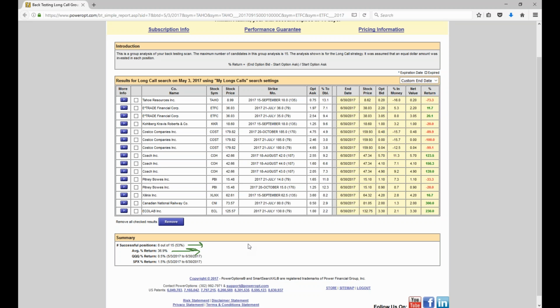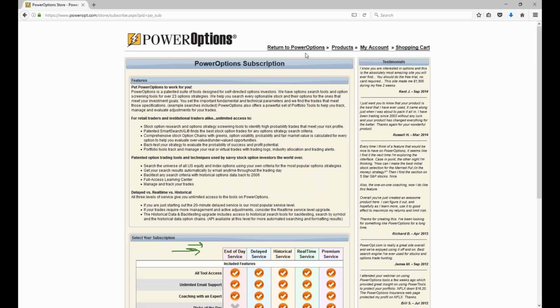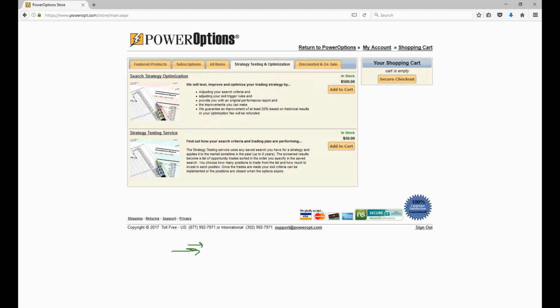You could do that. Now, we have another tool that you can use. Just ignore this for a moment. I'm going to go to products here. Strategy testing and optimization.